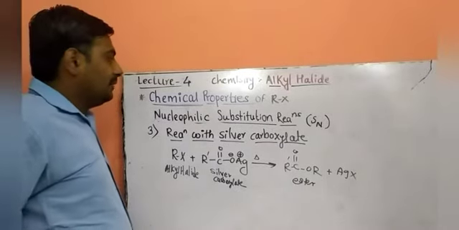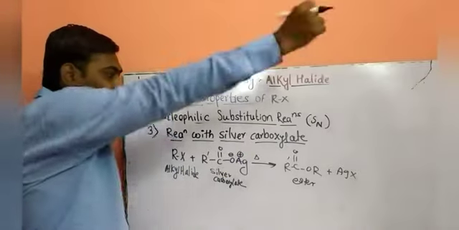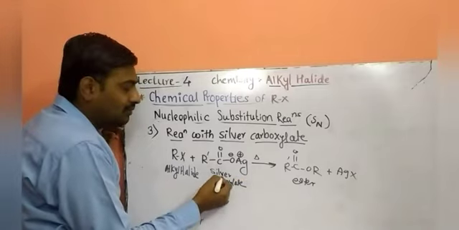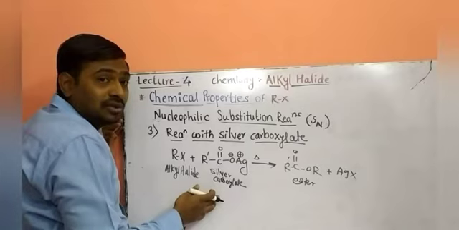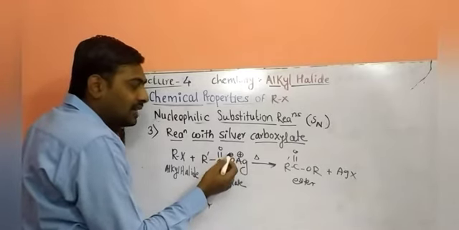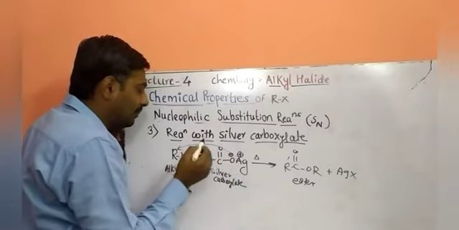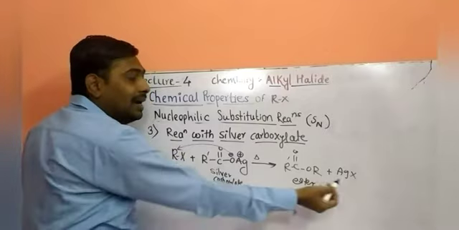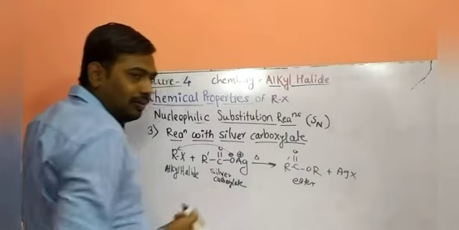Next reaction, reactivity of alkyl halide with silver carboxylate. So what is silver carboxylate? The silver salt of a carboxylic acid is called silver carboxylate. When silver reacts with carboxylic acid, this derivative is formed. This derivative is a salt which contains O minus as a nucleophile, which attacks the carbon atom of the alkyl halide to give a substituted product, and silver halide as a byproduct. So the main product is an ester molecule.